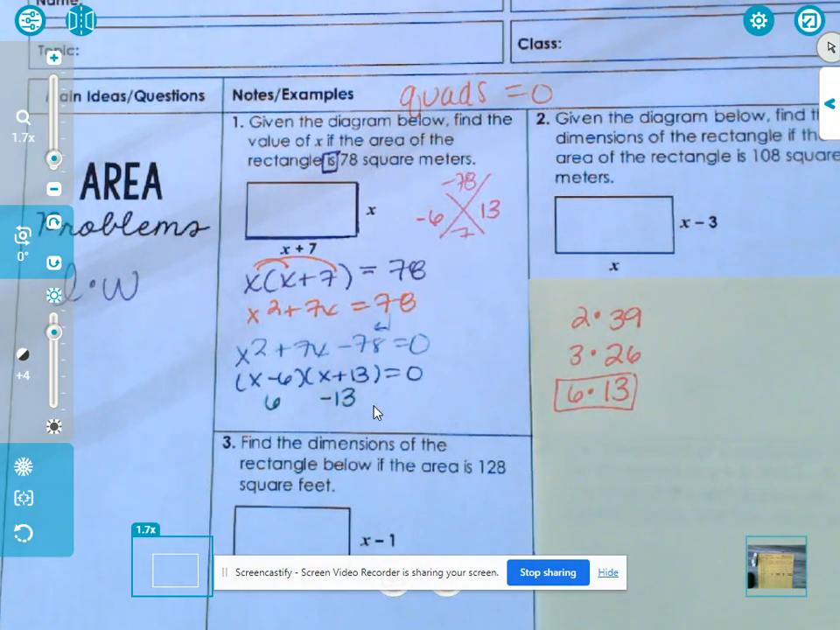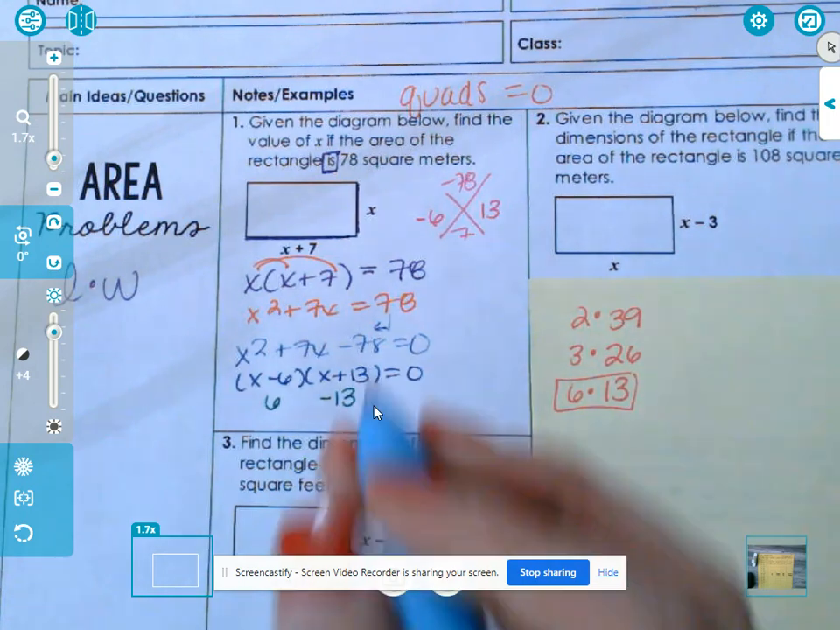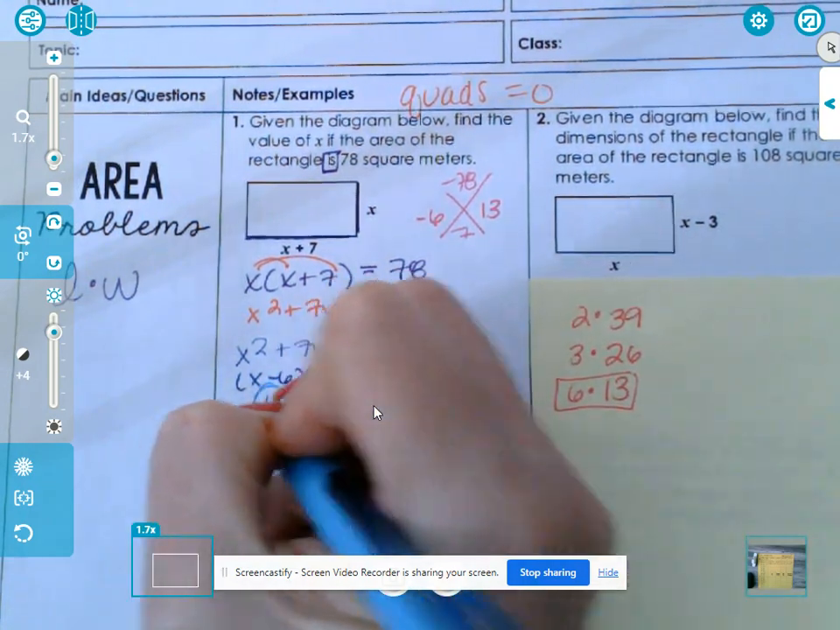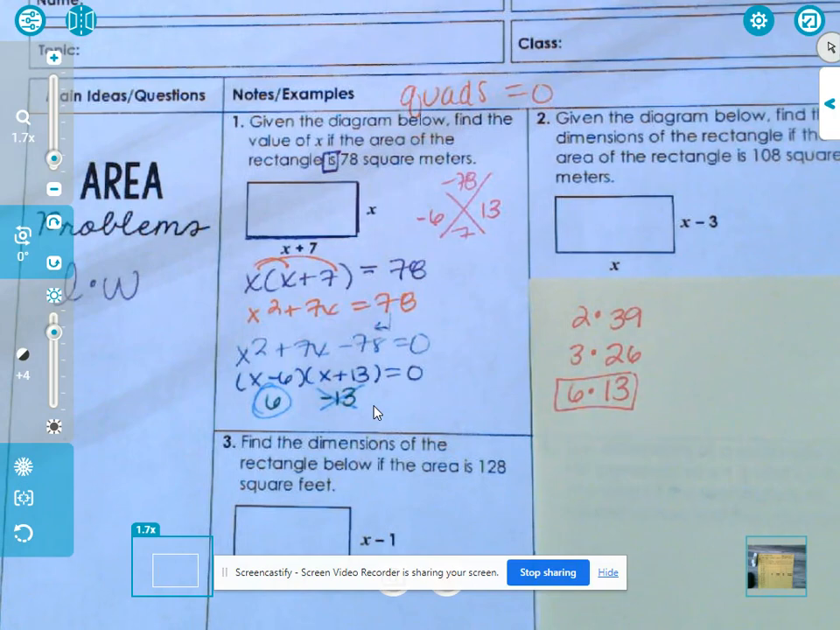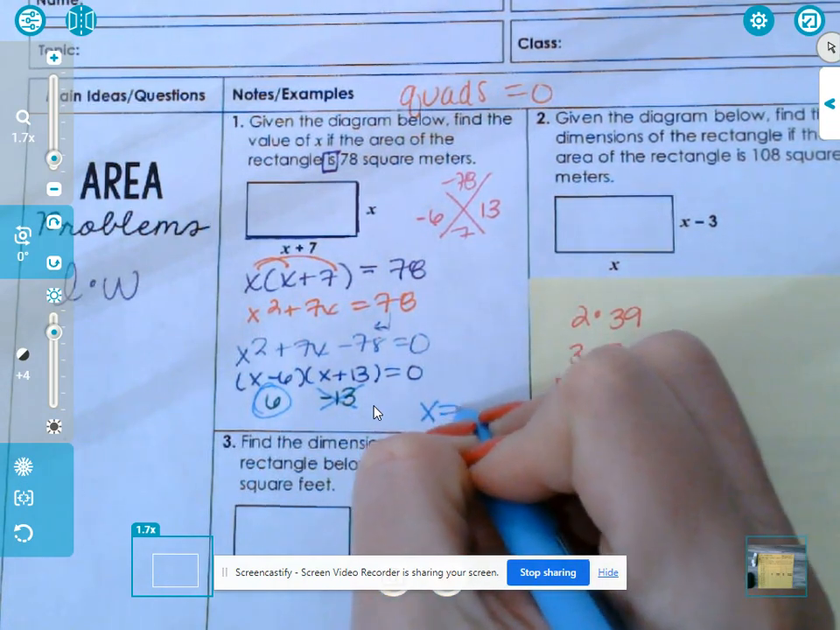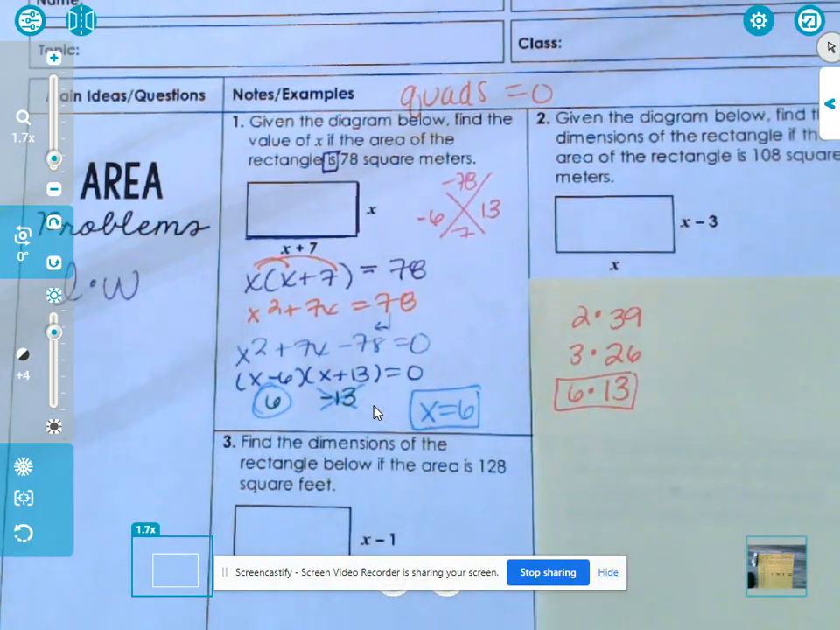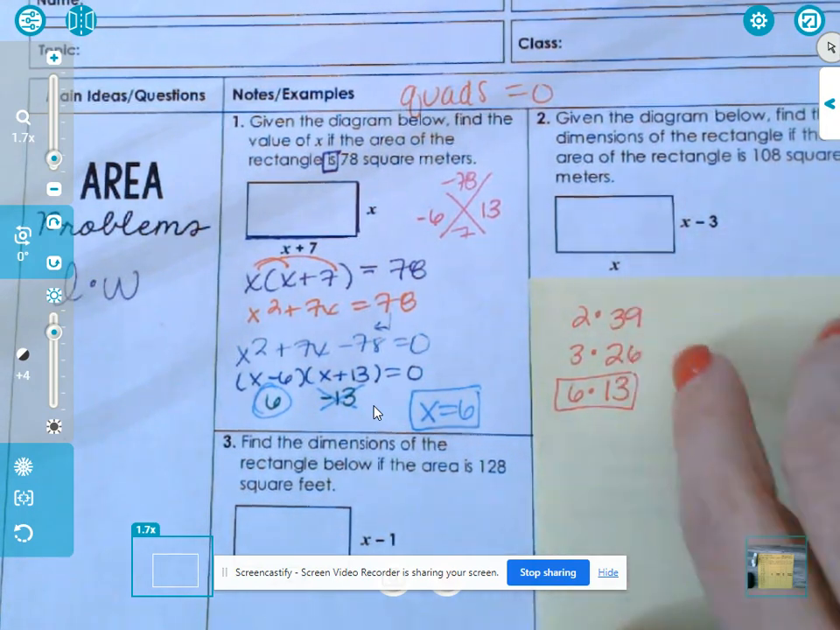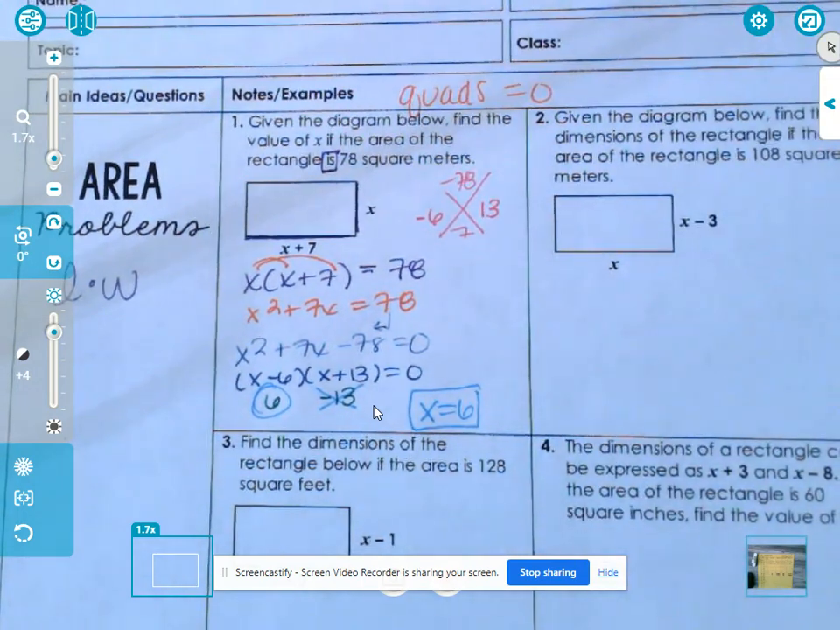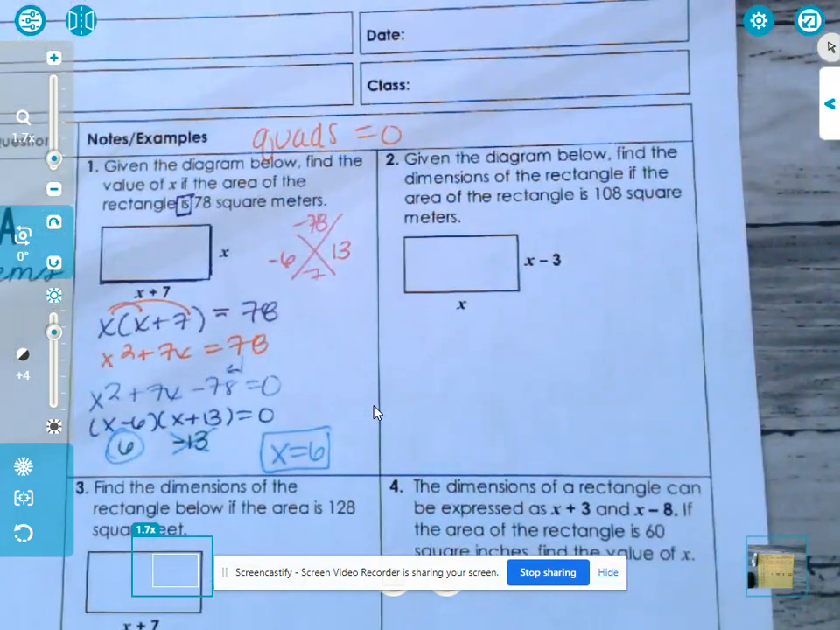So since we're talking about area, y'all, your answer can never be negative. So we are going to throw out the negative 13 and we're going to use the 6 only. It does only ask for the value of x, so our answer for this problem is 6. Now if it asks for the dimensions, we'd have to plug in. And you're going to see, as I talked about, that almost every problem asks us something different. So you've got to make sure you're reading and paying attention to what is being asked within the problem.